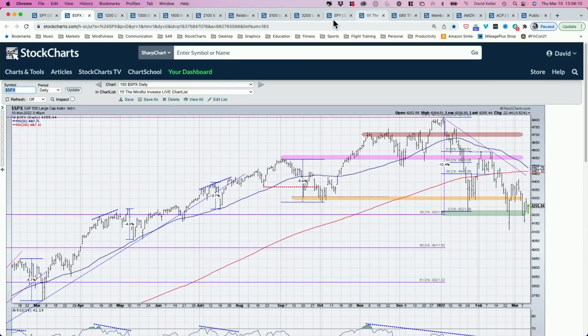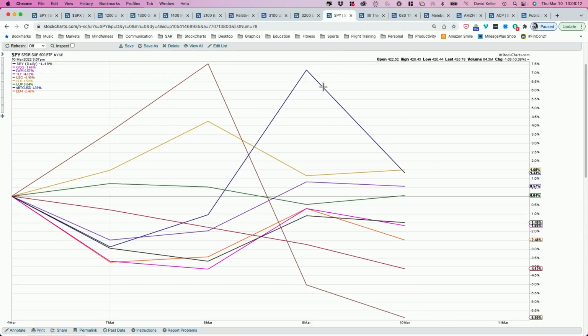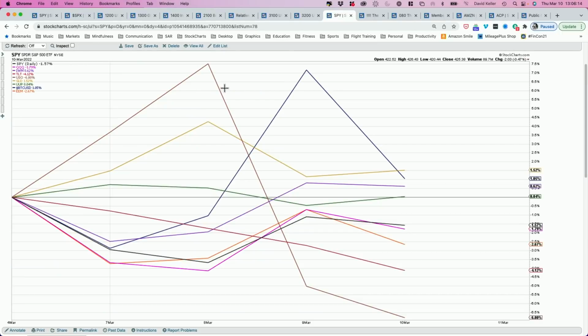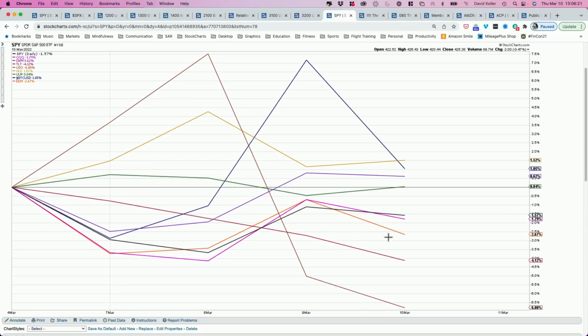We're going to come back to a chart of the S&P only because a little later we're going to look at the Mindful Investor Live chart list and go through some of those key charts to pay attention to. What I wanted to do now is just look at how the week has played out so far. So as of Thursday's close, the S&P comes in down about 1.6%. That's that black line that you can see there.